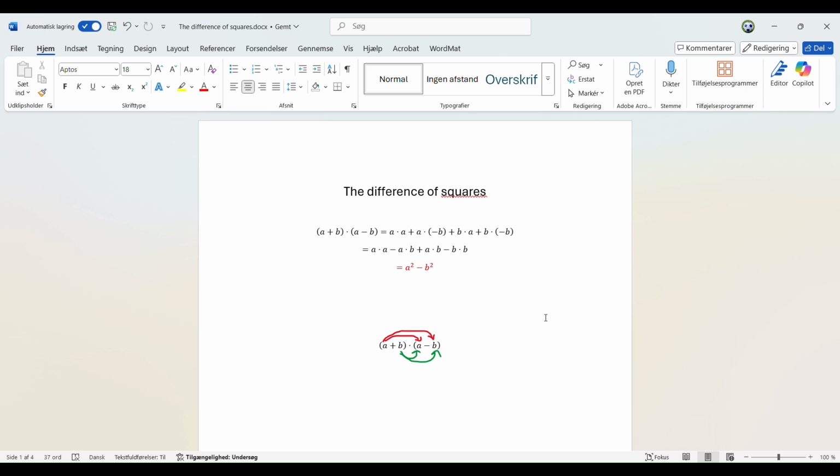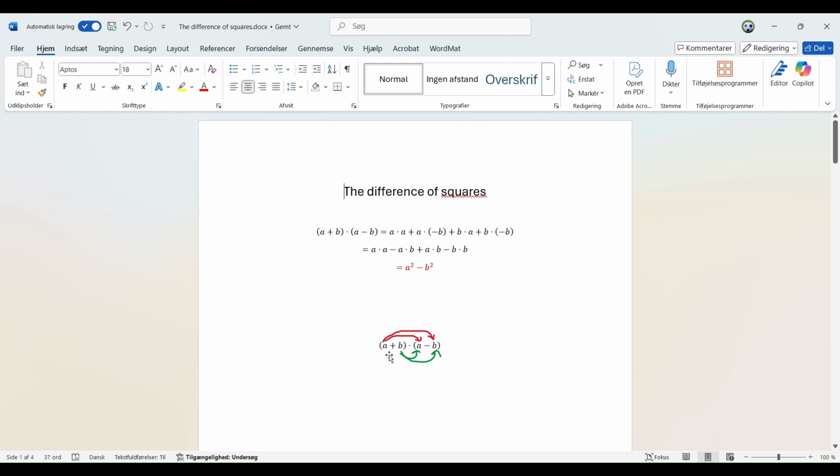My name is Tobias and today we're going to look at the difference of two squares. So if we've got this expression, a plus b times a minus b in parentheses, then we can use this picture down here to see how we could do it.